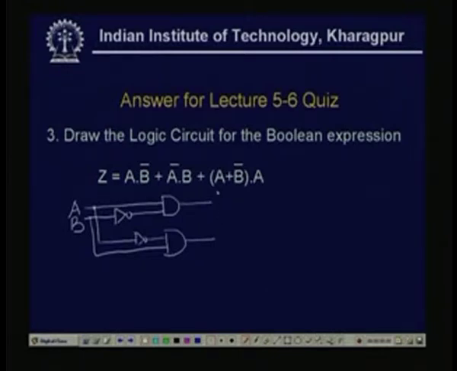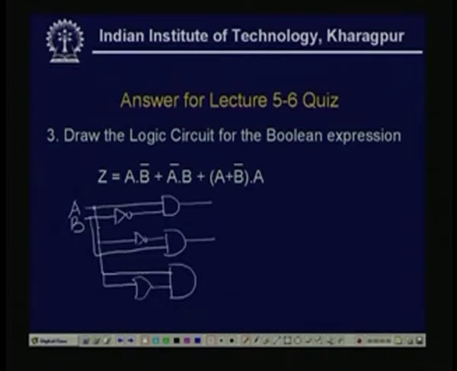Now, another is A plus B bar dot A. So, I need another AND gate whose one of the input is A. Another is, see, A plus B bar means this is the output of a 2 input OR. So, if I put a 2 input OR, then this is the output. What is the input of 2 input OR? One is the A itself, another is the B complement.